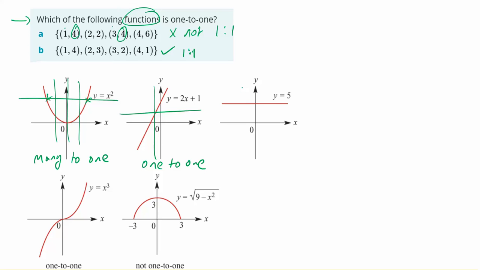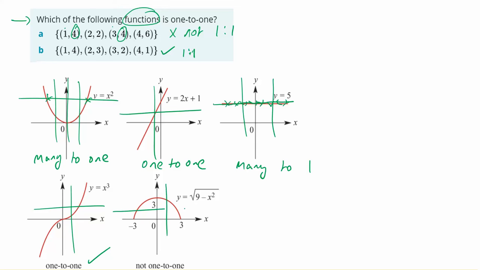This one passes the vertical line test, but if I draw a horizontal line, we have a problem because it crosses indefinitely. So this is, again, many to one. It is a function because it passes the vertical line test, but it's many to one. This one is one-to-one, yep. And this one is many to one. Now, the book doesn't go on to explain many to one, but I would like you to learn it. So when it crosses the horizontal line twice, it's many to one.